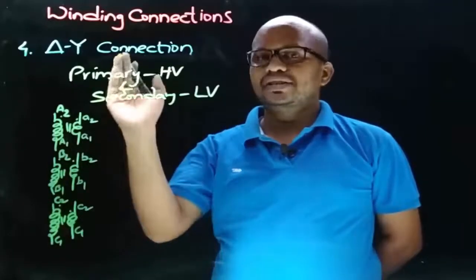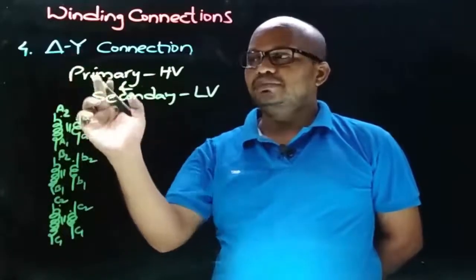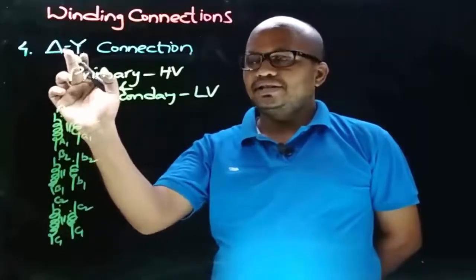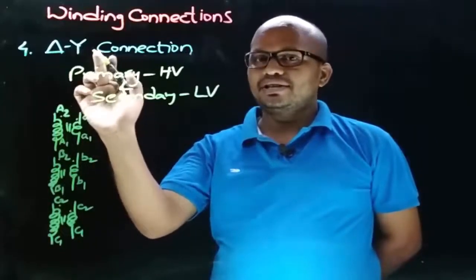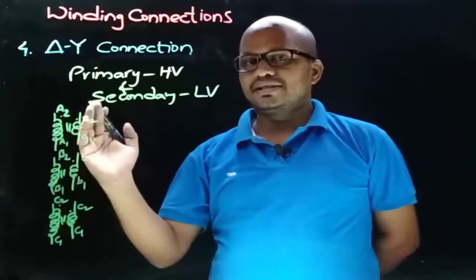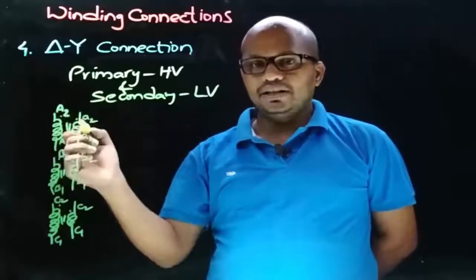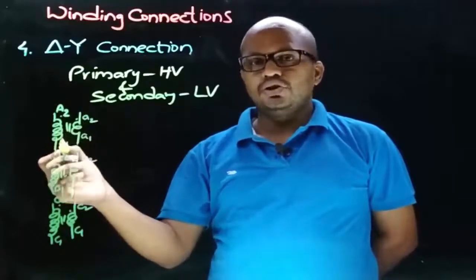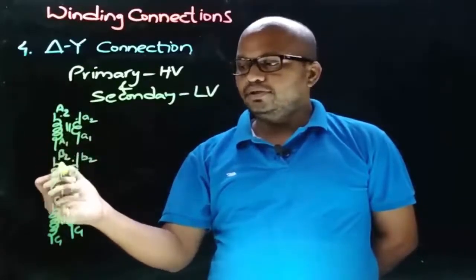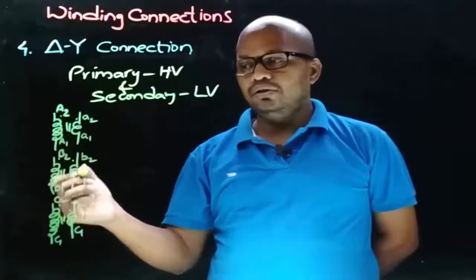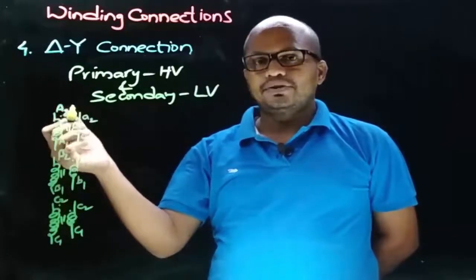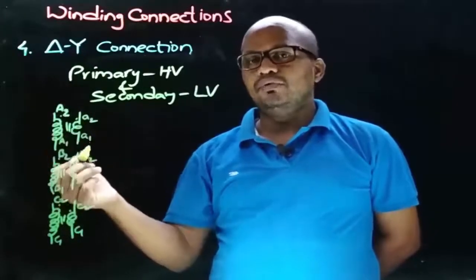So now as we are studying the case of delta star connection, it means the primary side windings are connected in delta and secondary side windings are connected in star. So first let's connect the primary side windings in delta, and to obtain the delta connection we are joining the non-dot end terminals of one coil with the dot end terminals of other coil, or we are joining the dot end terminals of one coil with non-dot end terminal of other coil.